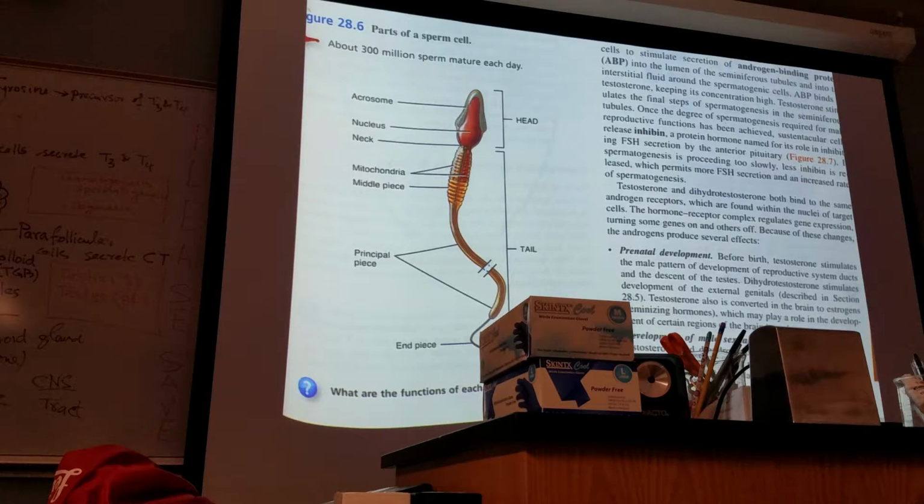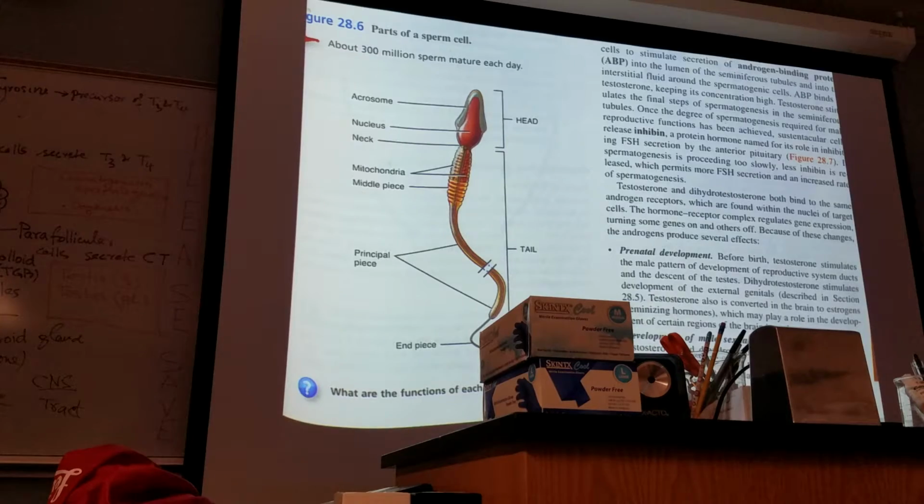There are three parts of the sperm cell. Here, it is taken out, indicating that this structure is much longer than it appears here. That's why this portion is taken out. Meaning, the tail is much longer. Okay?